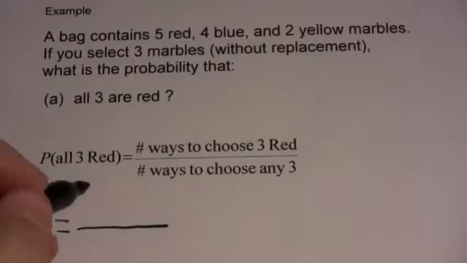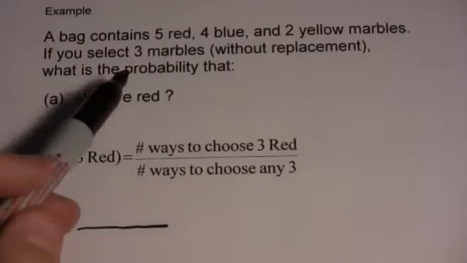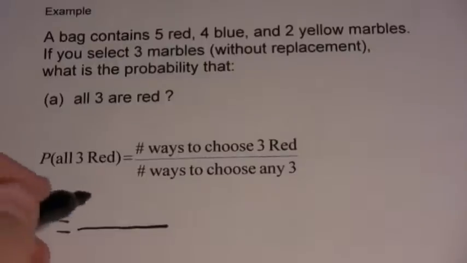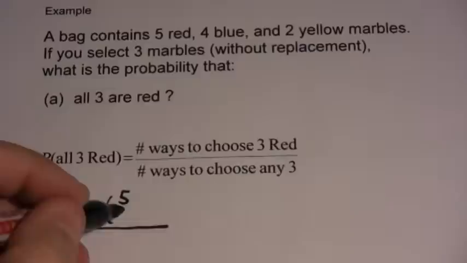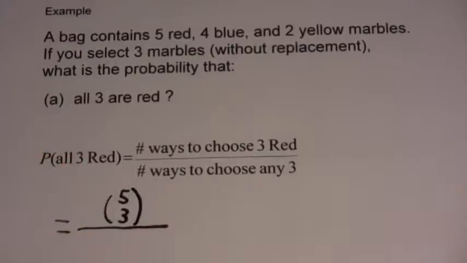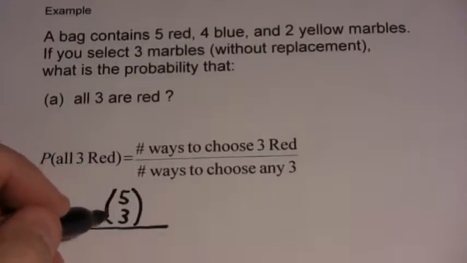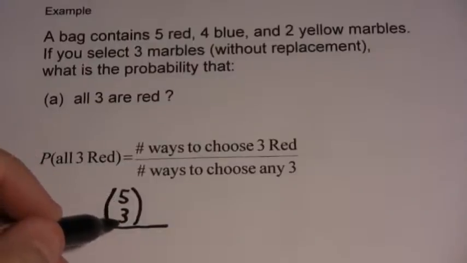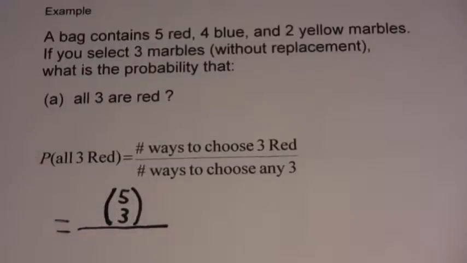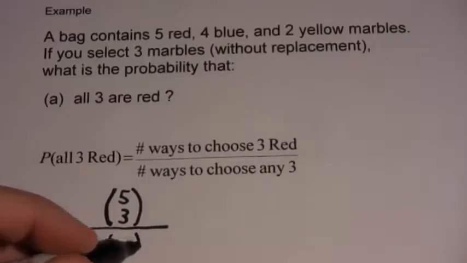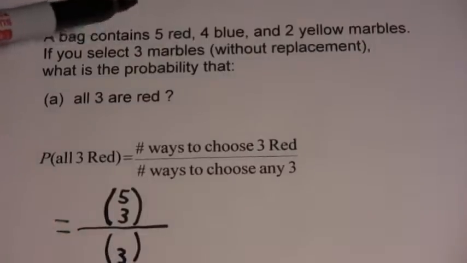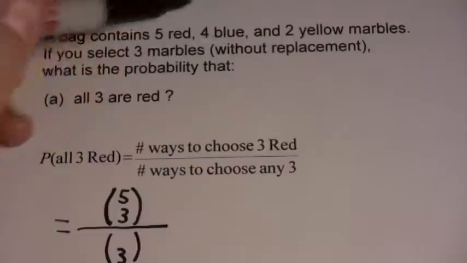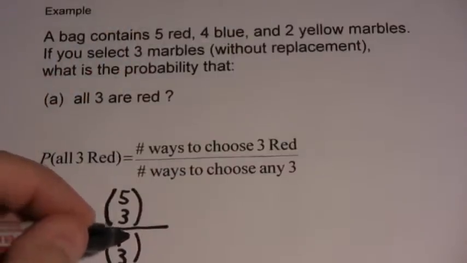So that's going to be a combination. It's the combination of, well, how many reds are there? Well, there are 5 reds. So it's a combination of 5 things. In other words, you're looking for reds, taking 3 at a time because you want 3. Down bottom, it doesn't matter which 3 you get, but you're still choosing 3. But looking up here, there are 5 plus 4 plus 2. There are 11 different marbles.